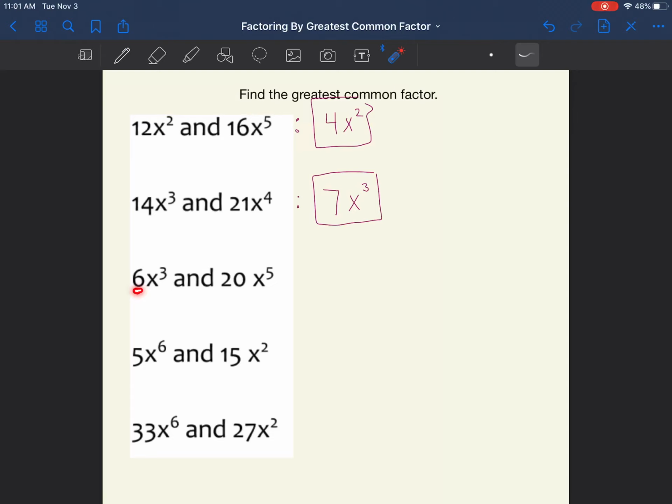Let's see, my greatest common factor of 6 and 20, that's just 2. And my greatest common factor of x to the third power and x to the fifth power, that is x to the third power.